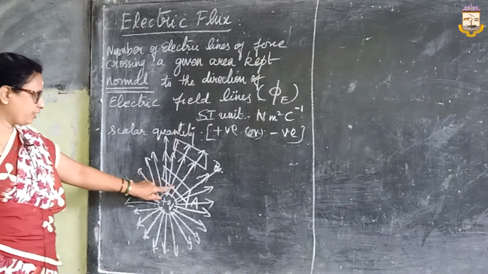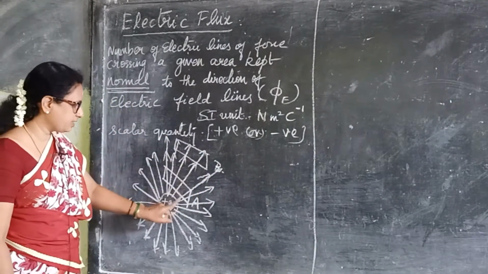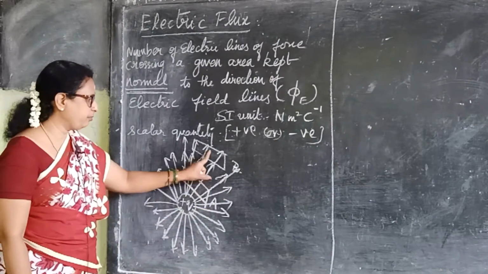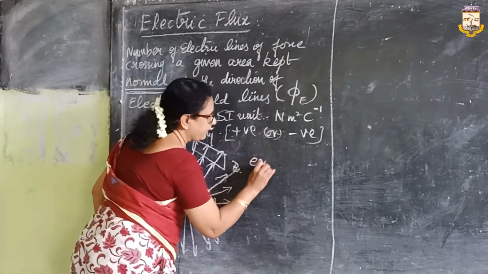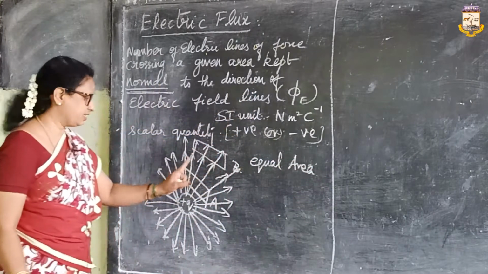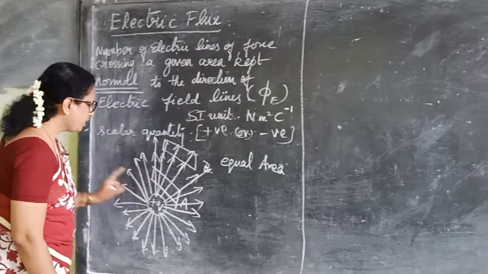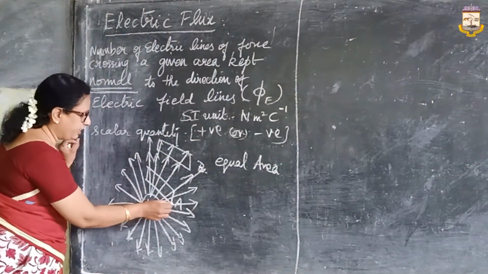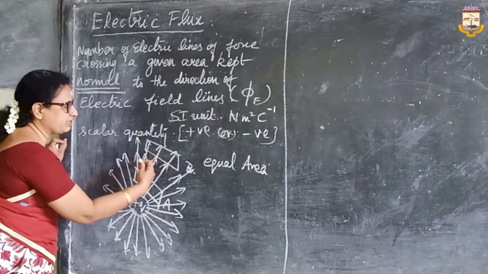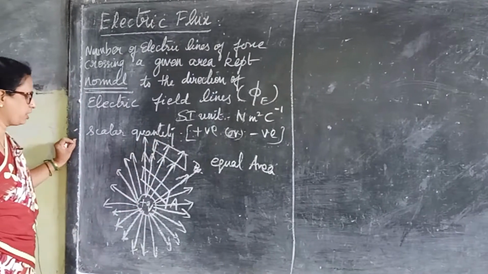So, I have considered two different areas, area A and area B. Area A and B both are of equal area. The area of A and B are equal. Let's just assume like that. But this area A is placed very near to the source charge and area B is little far away from the source charge.